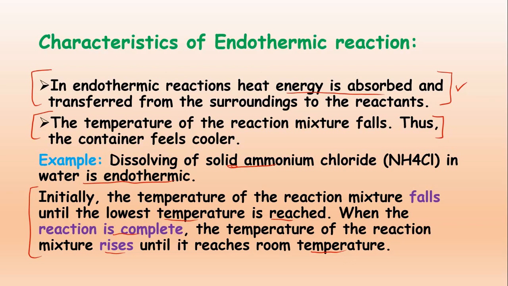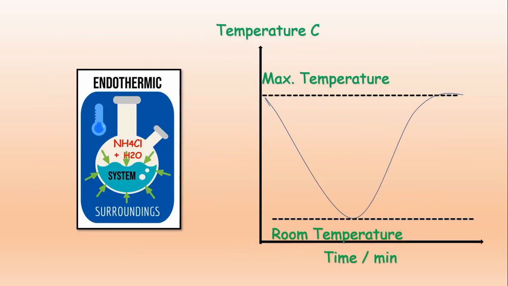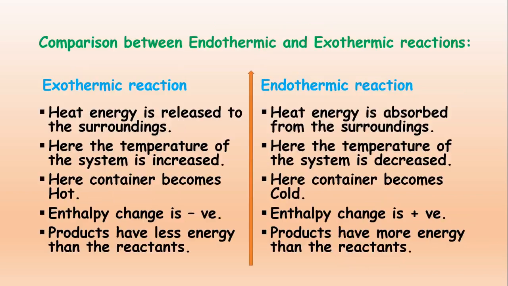Now look at the diagram of this. Initially the temperature is decreased, it's falling, right? Here the reaction is complete, then the temperature will start to rise again until the maximum temperature. This is the main mechanism of endothermic and exothermic reactions. Look at the example here, ammonium chloride dissolved in water.